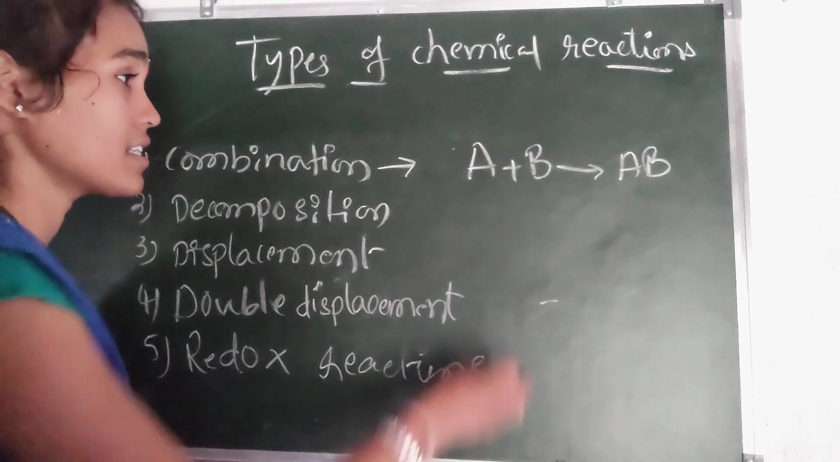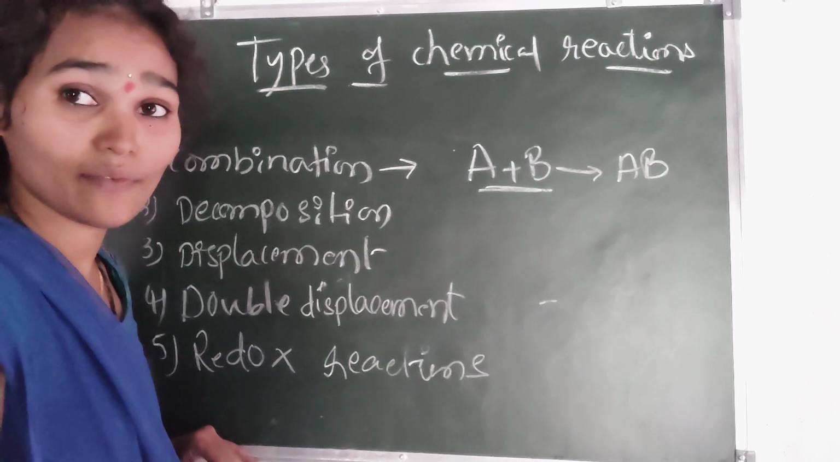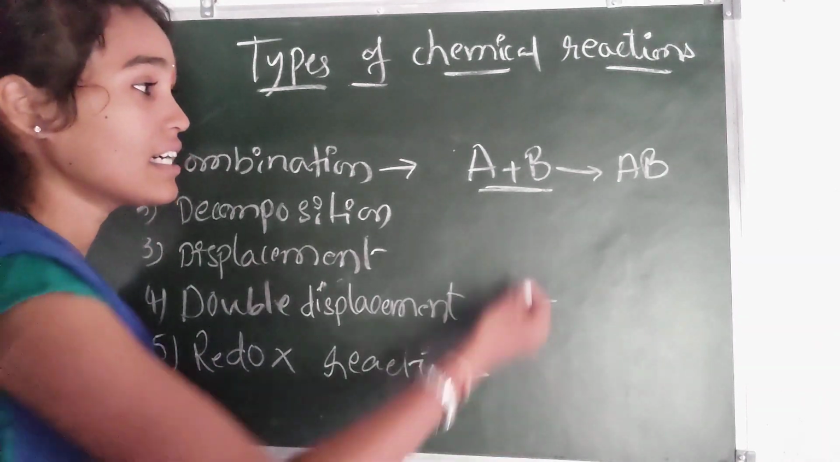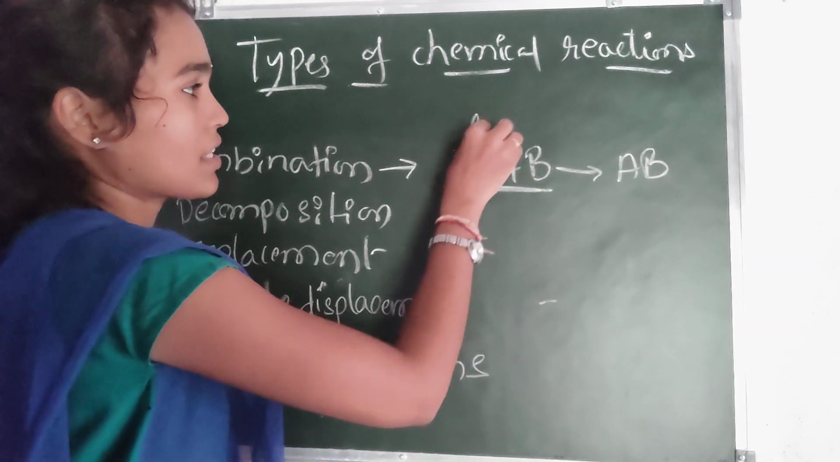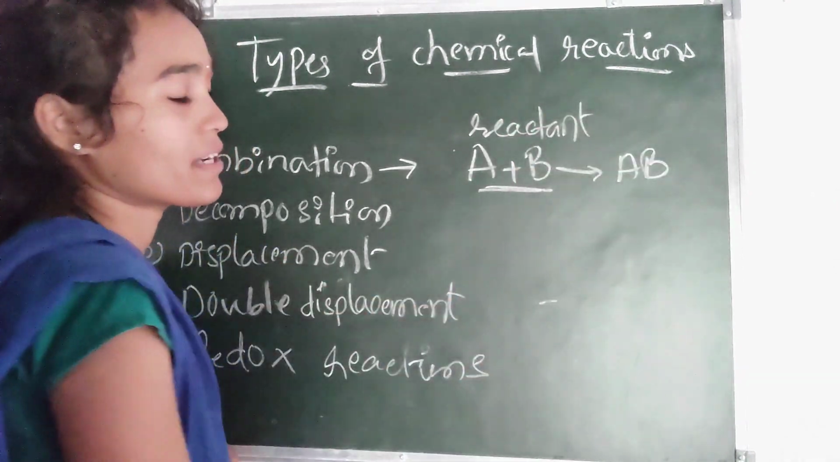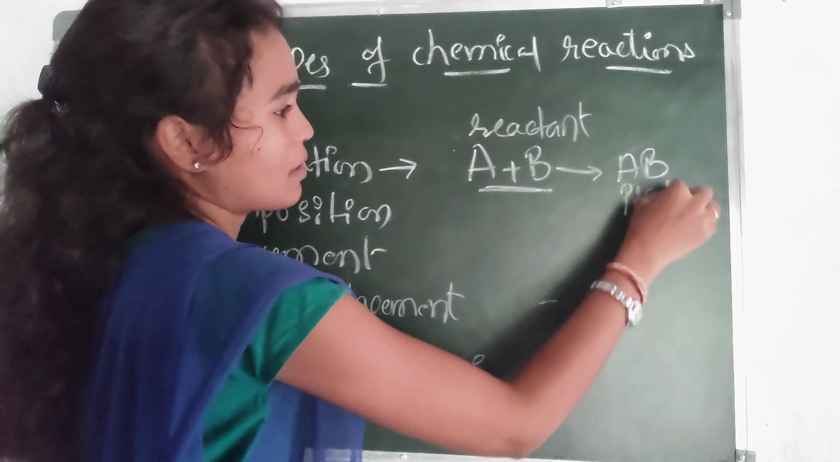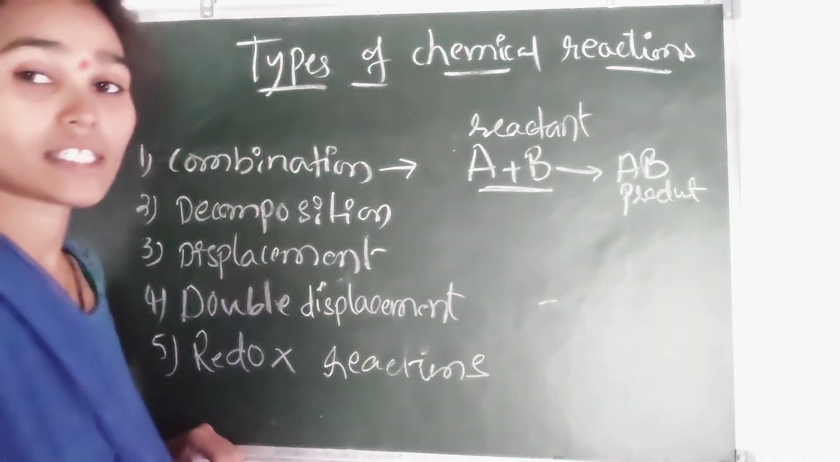See here, what is it? Reactants means the substances which are involved in a chemical reaction are called reactants. Okay, these are reactants. And the substances which are formed in a chemical reaction are called products. Okay, products. This is clear?